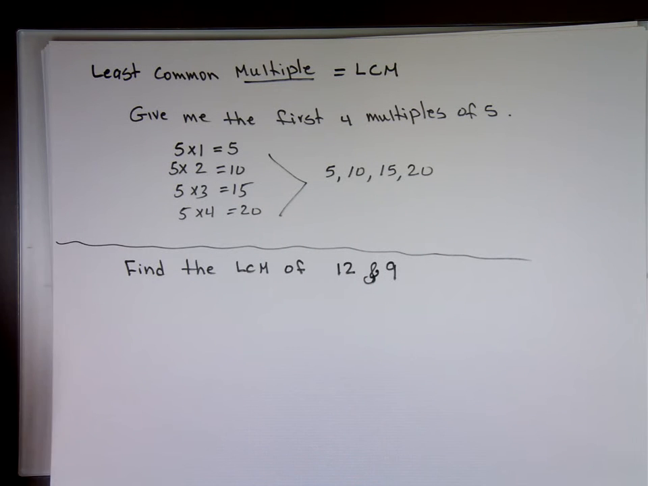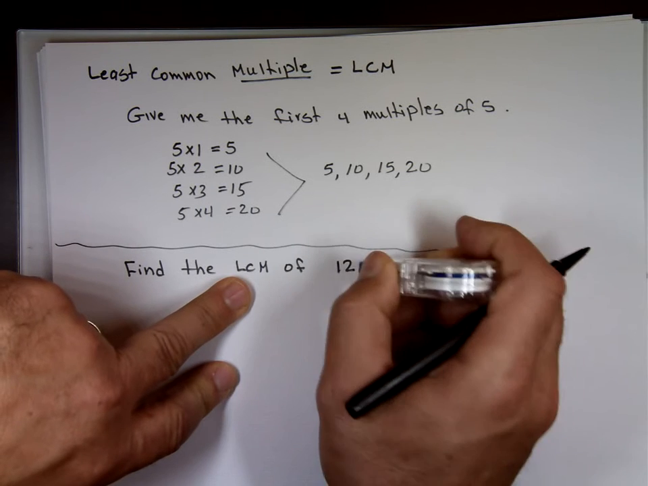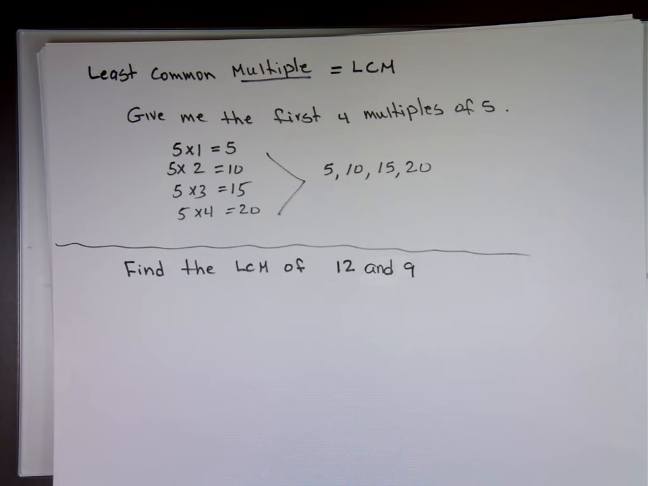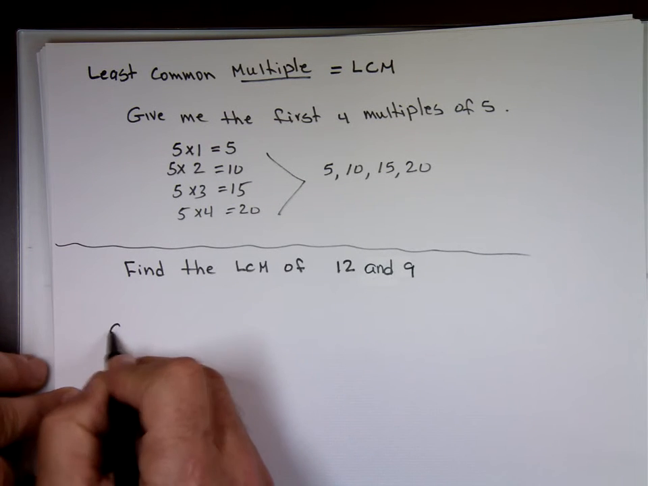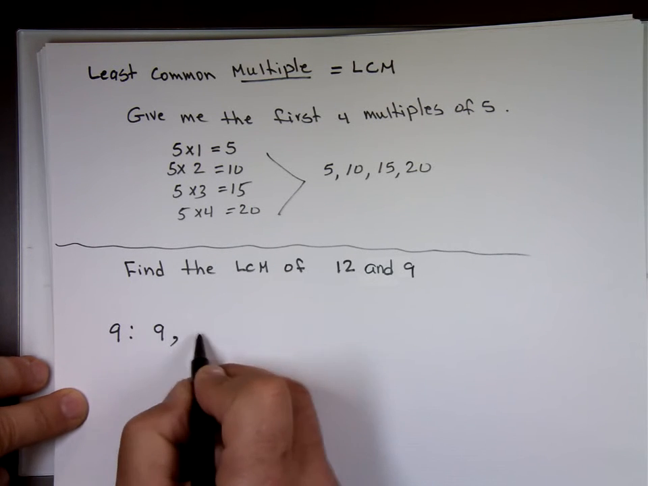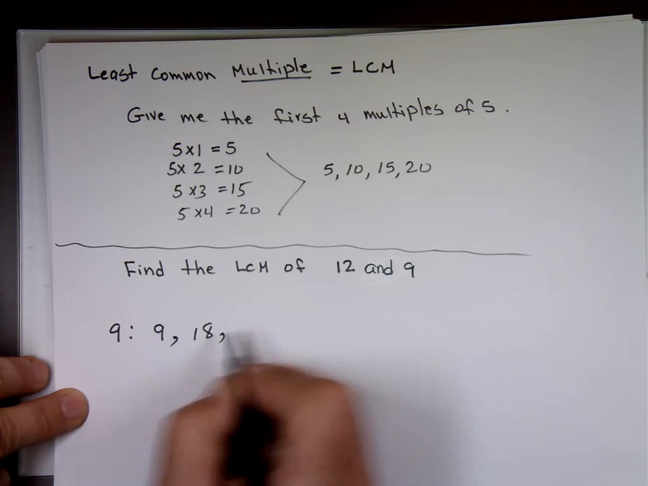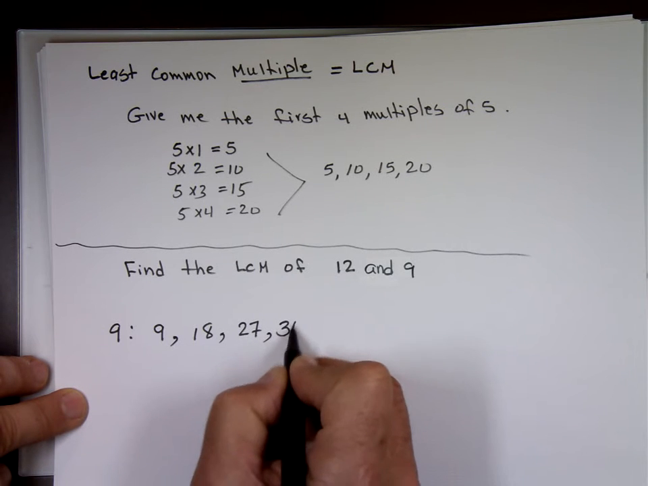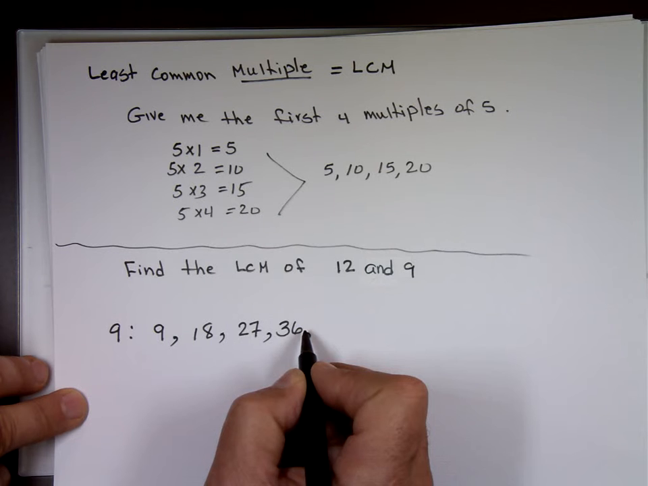Find the least common multiple of 12 and 9. I should have written the word and here. We're just lazy. Try to fix it, made it worse. Find the least common multiple of 12 and 9. Let's begin with the 9. Let's write some of the multiples of 9. What's 9 times 1? 9. What's 9 times 2? 18. What's 9 times 3? 27. What's 9 times 4? 36. What's 9 times 5? 45. We'll stop here to see if we have an answer.